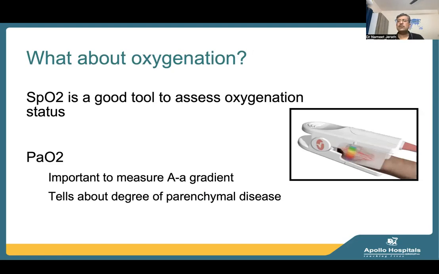You must have realized we haven't talked about oxygenation at all. That is because SpO2 is a very good tool for checking the oxygenation status, and most of the time, SpO2 alone is good enough to tell you the oxygen status. PO2 is important in certain situations, especially when you want to find out the alveolar to arterial oxygen gradient, because that tells us the degree of parenchymal disease. So if the parenchyma or the alveolo-capillary barrier is wide or diseased, this gradient, the alveolar to arterial oxygen gradient, will be high.